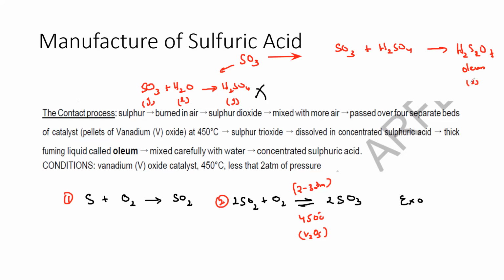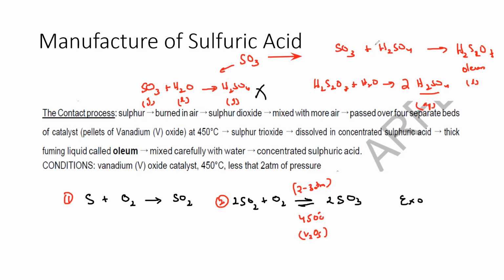Oleum is basically a liquid, and this oleum, H2S2O7, is mixed with water, H2O. As a result, it will produce two molecules of sulfuric acid. So what is the advantage of using this method rather than the first one? Because here the sulfuric acid produced is aqueous sulfuric acid, but the first one was a vapor sulfuric acid. Vapors are difficult to remove as compared to aqueous or liquid.